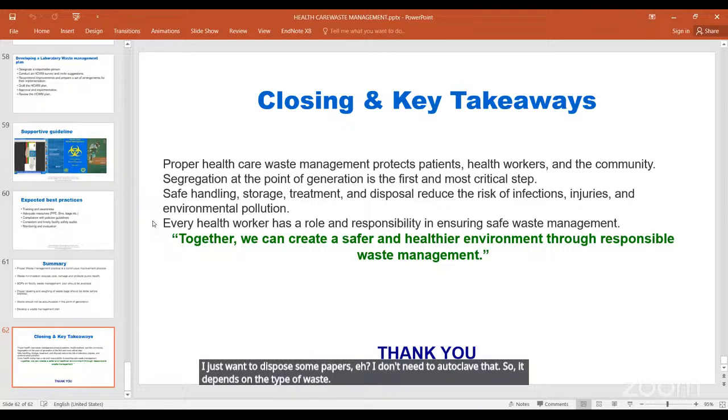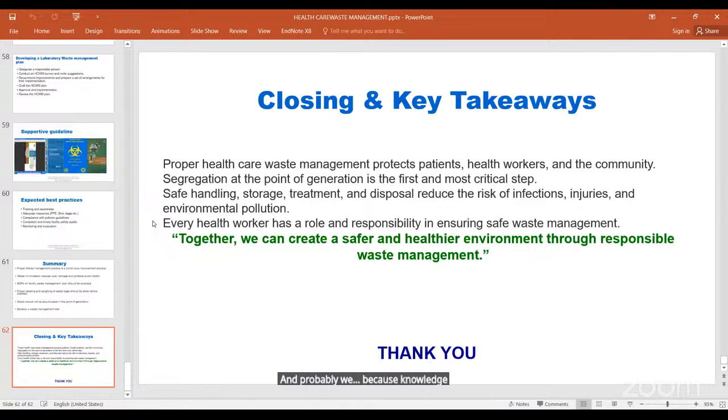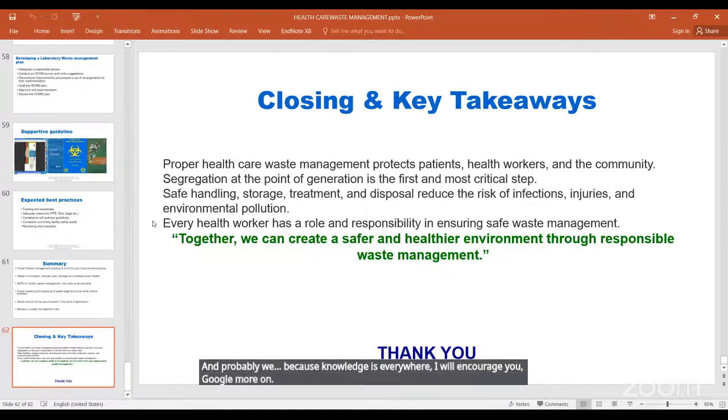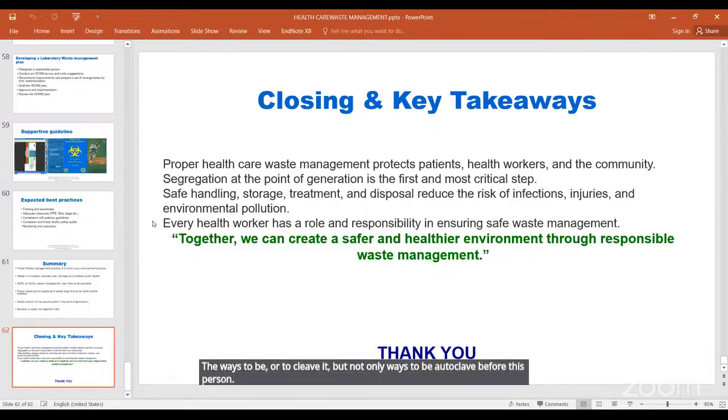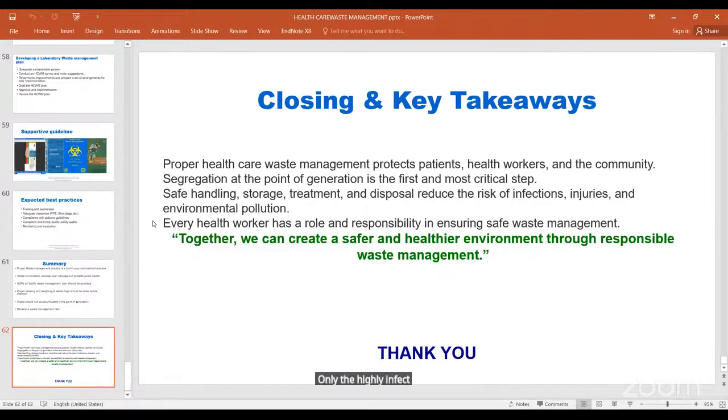Because knowledge is everywhere, I encourage you to Google more on the waste to be autoclaved, but not all waste should be autoclaved before disposal. Only the highly infectious waste. Thank you. Well noted.